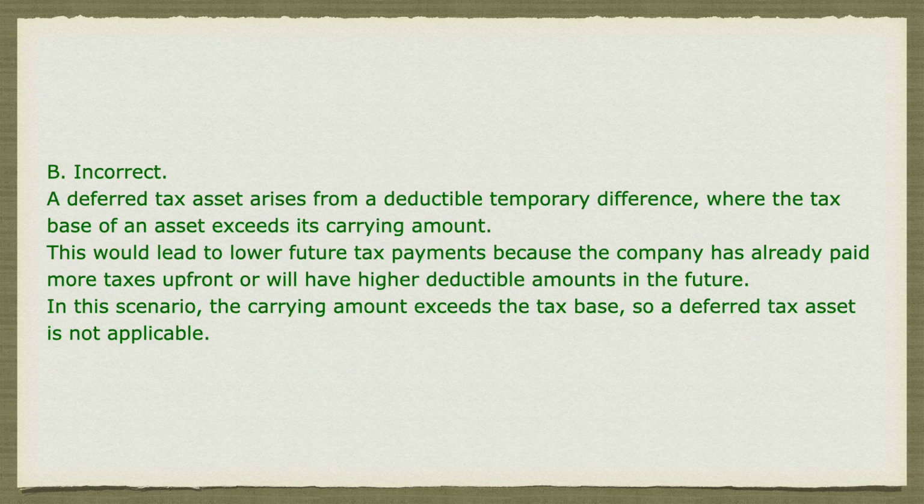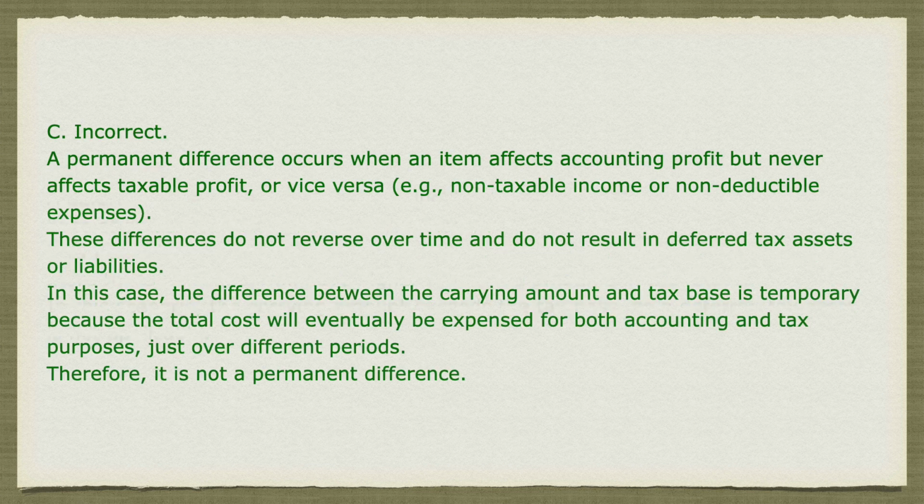B, incorrect. Deferred tax asset arises from deductible temporary differences, not applicable when carrying amount exceeds tax base. C, incorrect. Permanent differences affect accounting profit but not taxable profit, or vice versa, and do not reverse over time. Temporary differences, however, eventually reverse and result in deferred tax assets or liabilities.